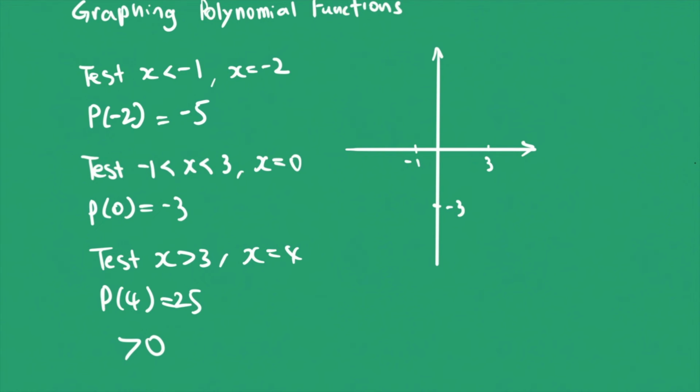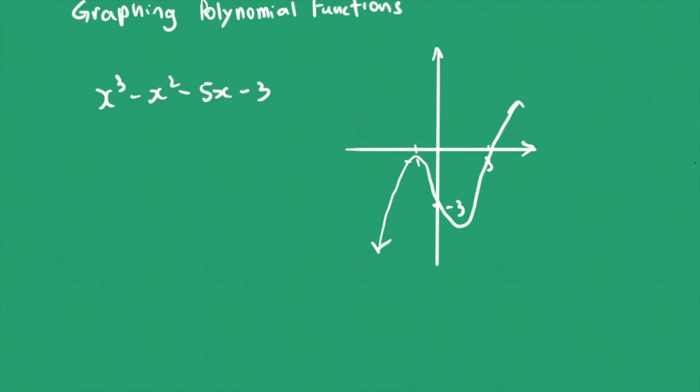With all that information, we can draw a graph like this. As we can see, the polynomial is a cubic function. For every polynomial that has an odd degree, the ends of the graph would be in opposite directions. So this is going down and that is going up.